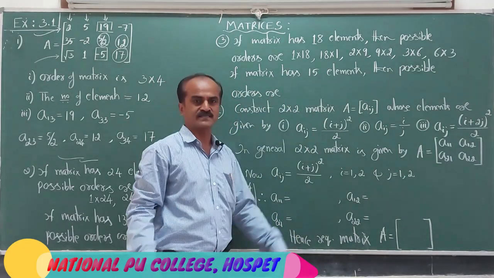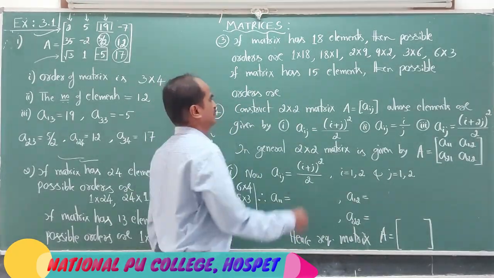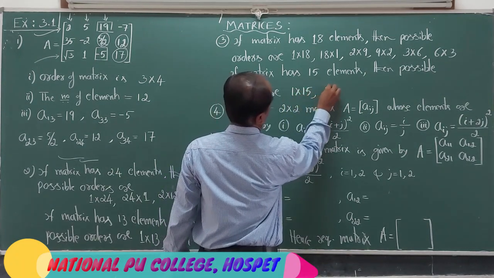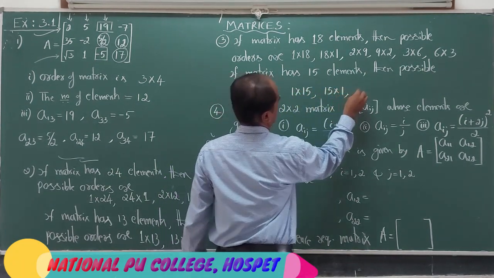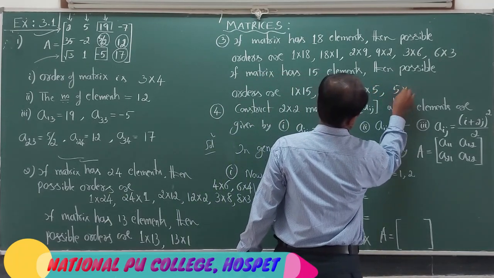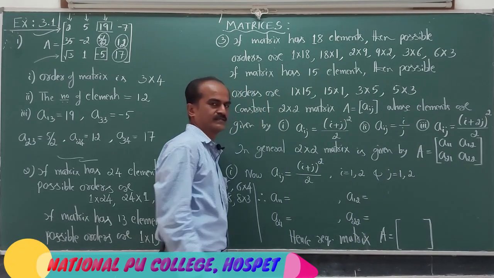Suppose the matrix has 15 elements, then possible orders are 1 by 15, 15 by 1, 3 by 5, another possibility is 5 by 3.